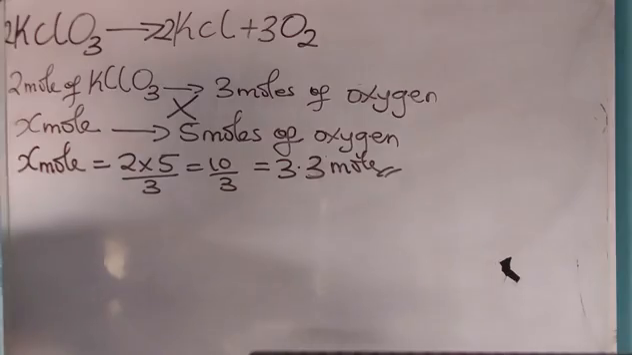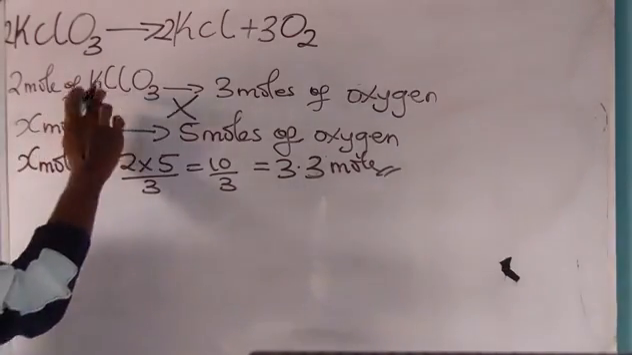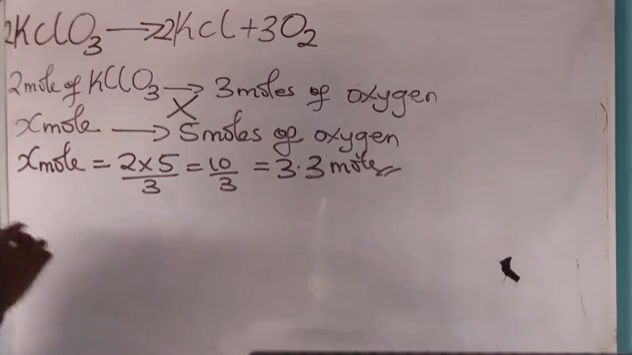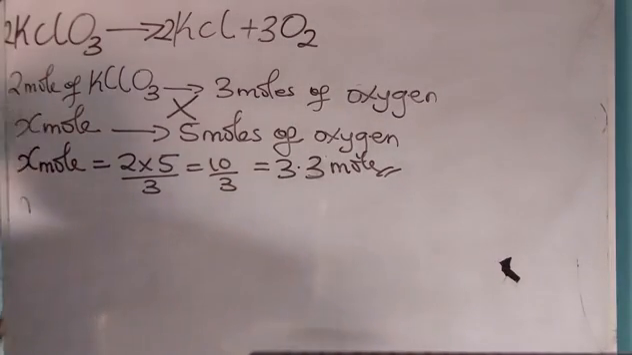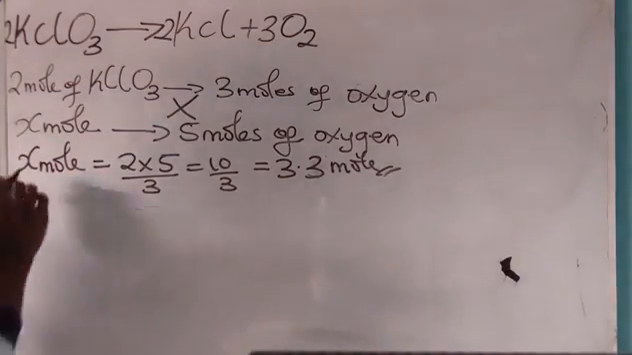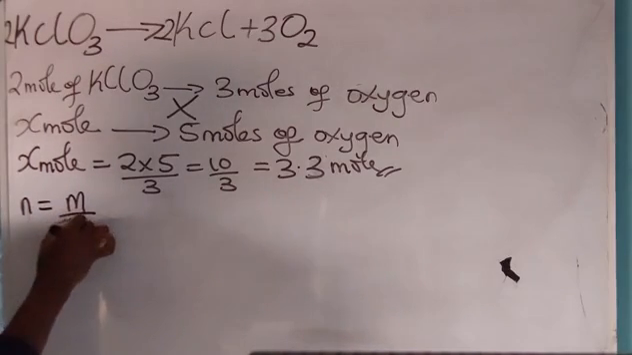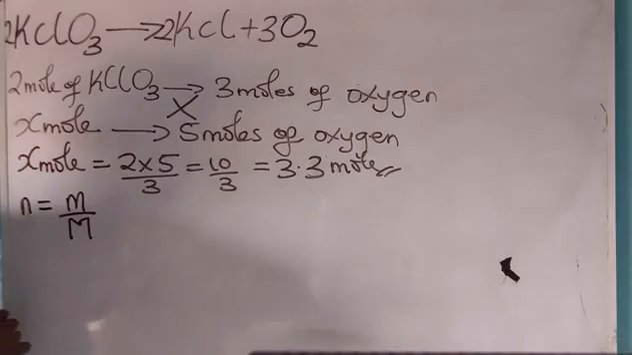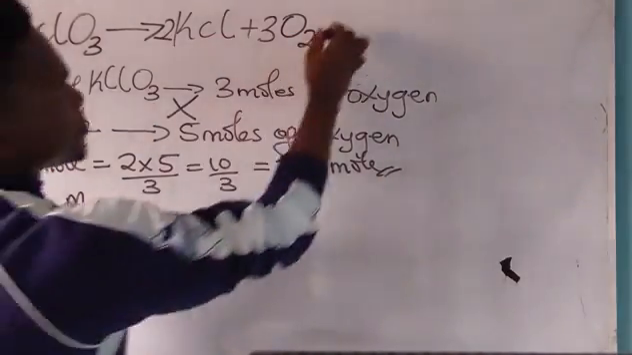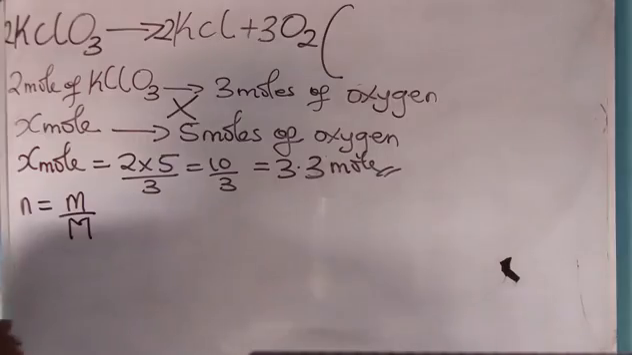Now that is not the answer. They said gram. How many grams of this did we produce? You know that number of moles is equal to mass over what? Molar mass. Is that not correct? You can just do it somewhere here. Let's try this.